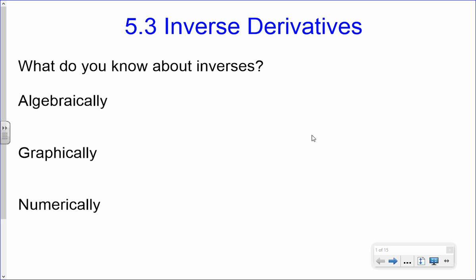All right, pod 6. Pick one and tell me about it. Algebraically. What do you know? You have to switch the x and the y, and you have to solve for y.